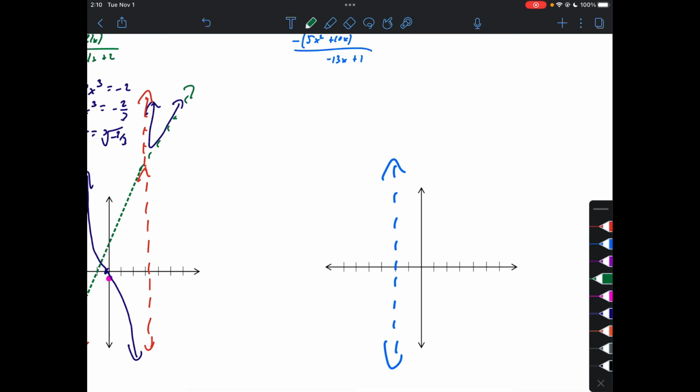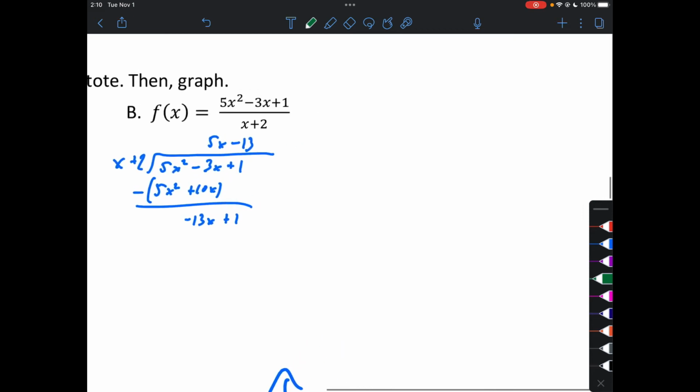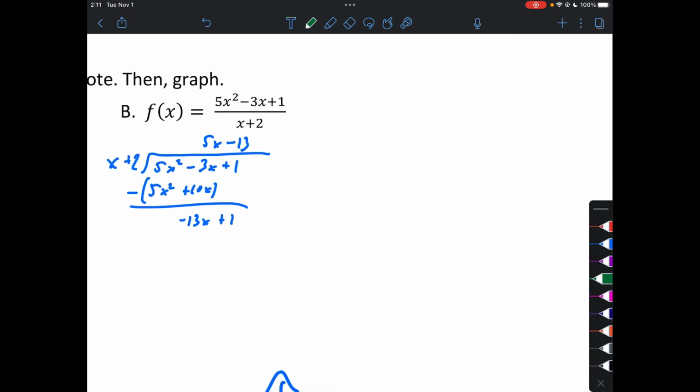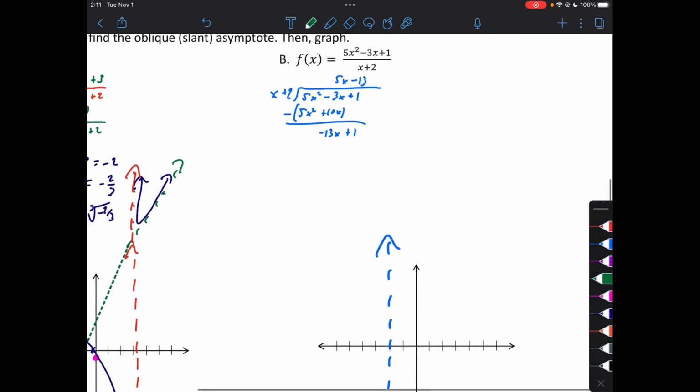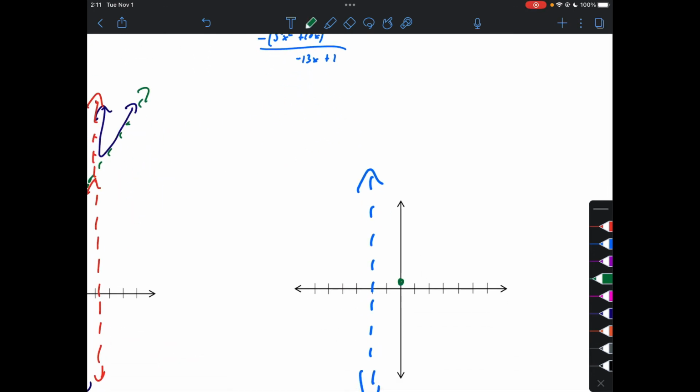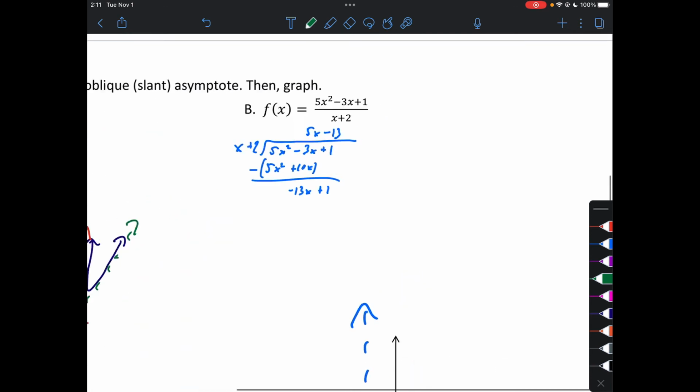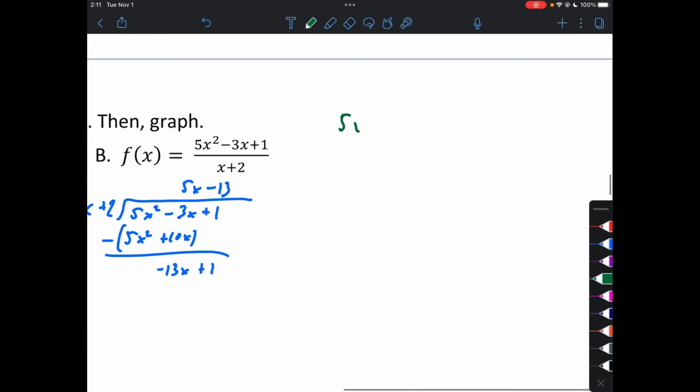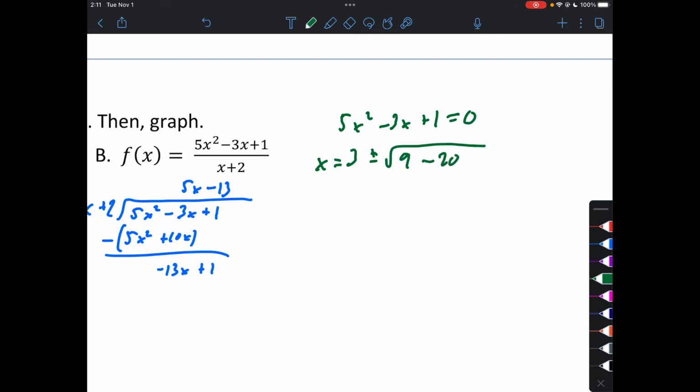Let's find some other information that might be helpful here. X-intercepts and y-intercepts. So the y-intercept would be 1/2, so (0, 1/2). Okay. Let's see if there's any x-intercepts. If we set our numerator equal to 0, you can use completing the square or the quadratic formula for this. So that would be 3 plus or minus the square root of 9 minus 4 times a times c. So that'd be 4 times 5 times 1. So that'd be negative 20 under the root, and you can figure out from there. These are going to be imaginary. So there's no x-intercepts for this problem.